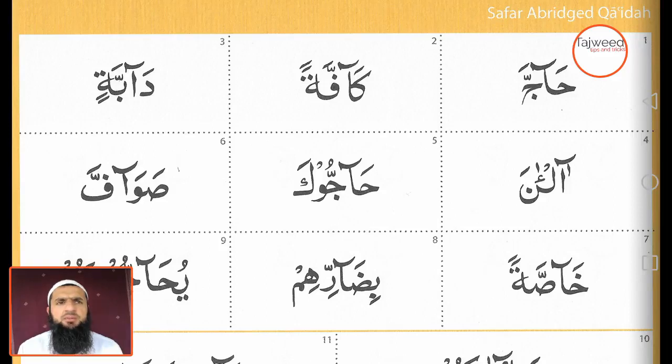dabbatin. Box number 4, here the stretched letter joins a sukoon. So same principle applies. Instead of saying al, it's al ana. Box number 5, ha joining a shadda with that stretch in the middle. Hajjuka. Box 6, sawafa.